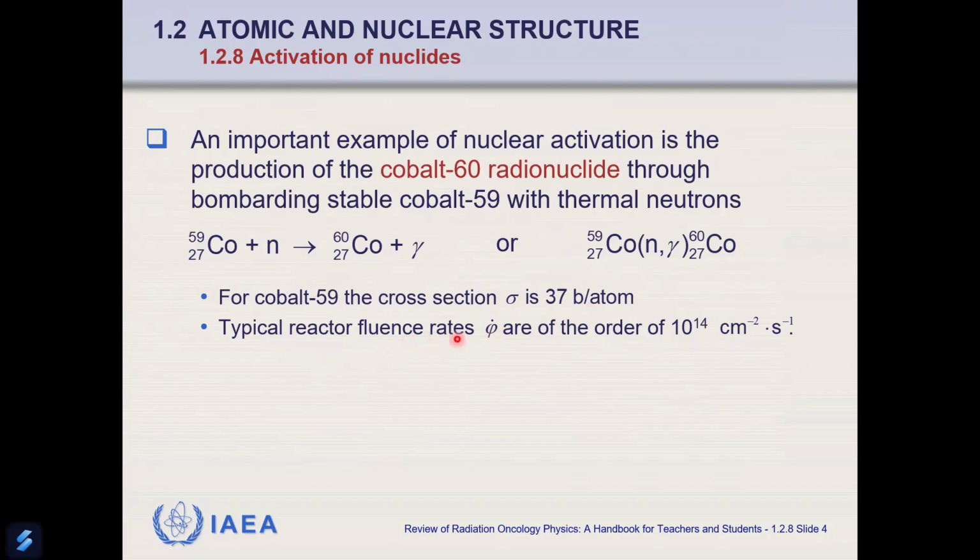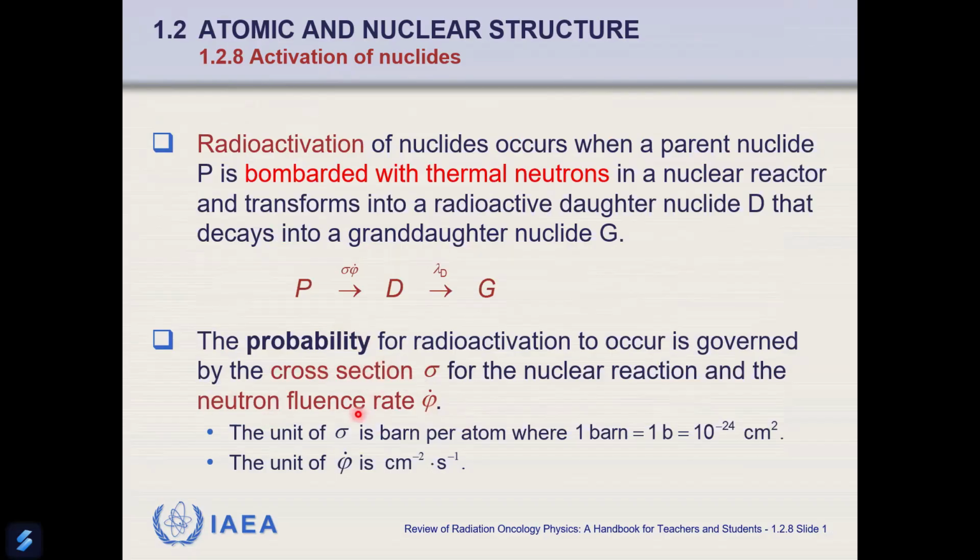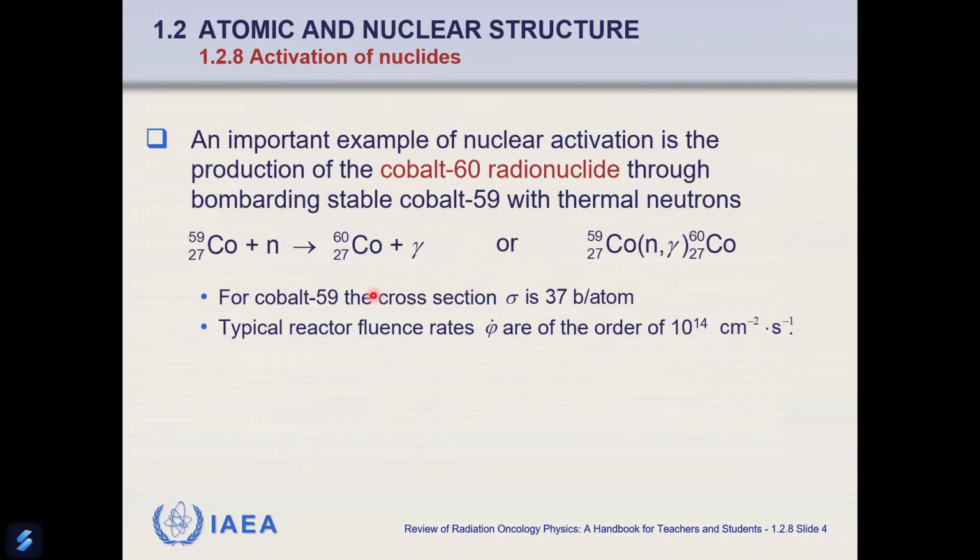And in terms of the nuclear fluence rate, remember we said earlier that it depends on these two: the cross-section and the number of neutrons per unit time, per unit area. So for this scenario, the cross-section is 37 barns, and the typical fluence rate for neutrons here would be about 10 to the power 14 neutrons. So that's a lot of neutrons being bombarded per unit area, per unit time.